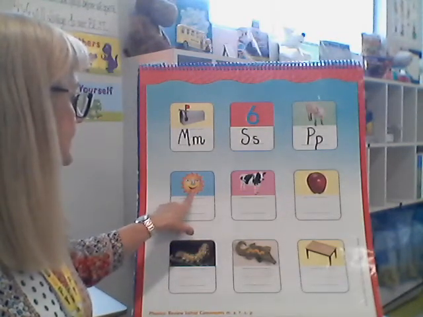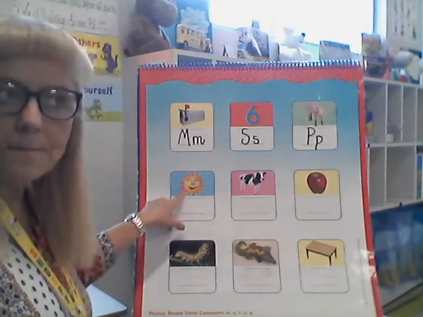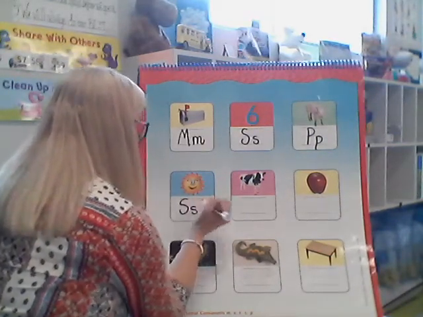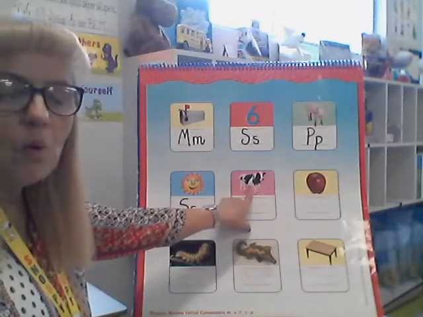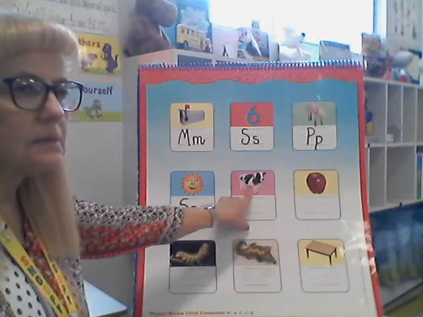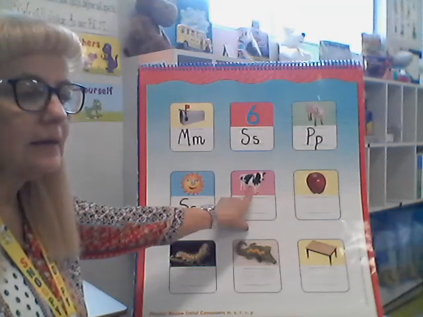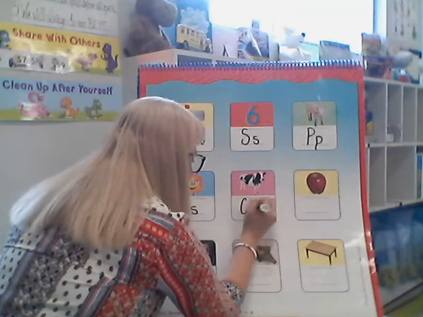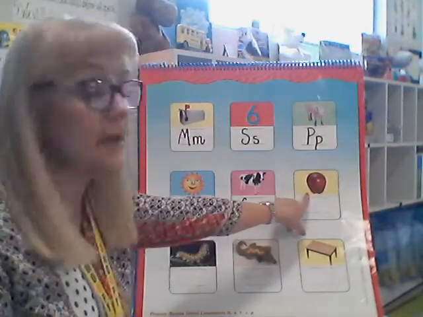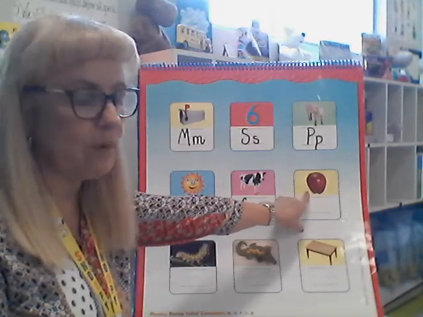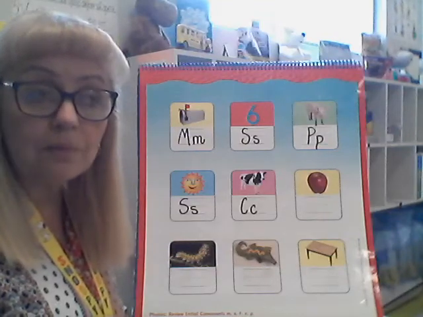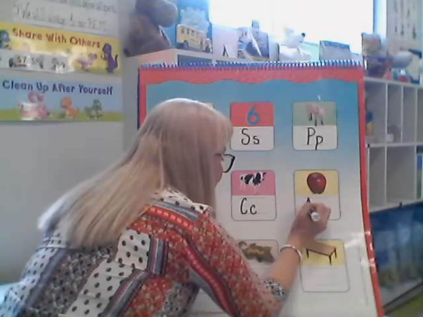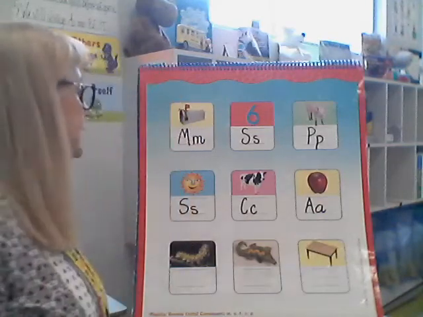All right, next one. Sun. Sun, what sound do you hear at the beginning? Yes, great job. Uppercase S and a lowercase S. Cow, cow. What sound do you hear at the beginning? Yeah, great job. Uppercase C and a lowercase C. Next one. Apple. Apple. What is the first sound you hear in apple? Yeah, great job. Uppercase A and a lowercase A with a monkey tail.